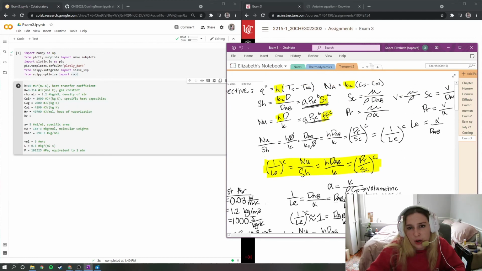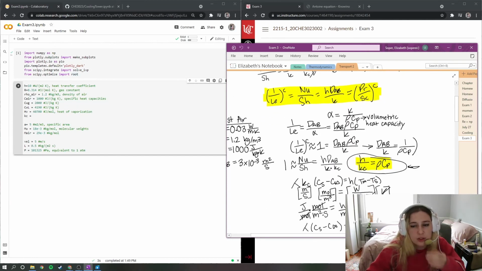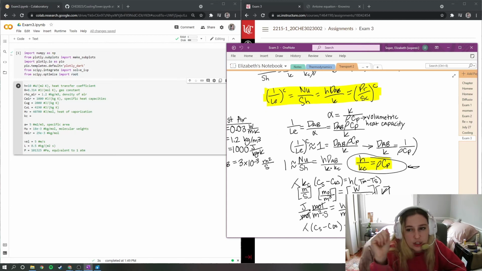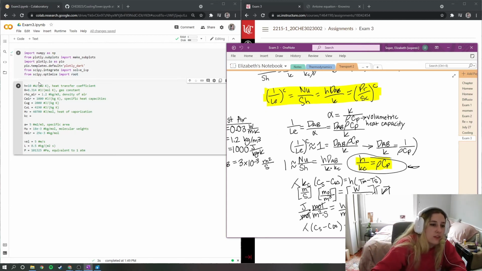So this was from part A when we were discussing what the Lewis relation was, and that is the heat transfer coefficient over the mass transfer coefficient equals the volumetric heat capacity, which is the density times the specific heat capacity. So Kc, the mass transfer coefficient, if we move it over and divide by the volumetric heat capacity, then you get the mass transfer coefficient equals the heat transfer coefficient divided by the volumetric heat capacity.